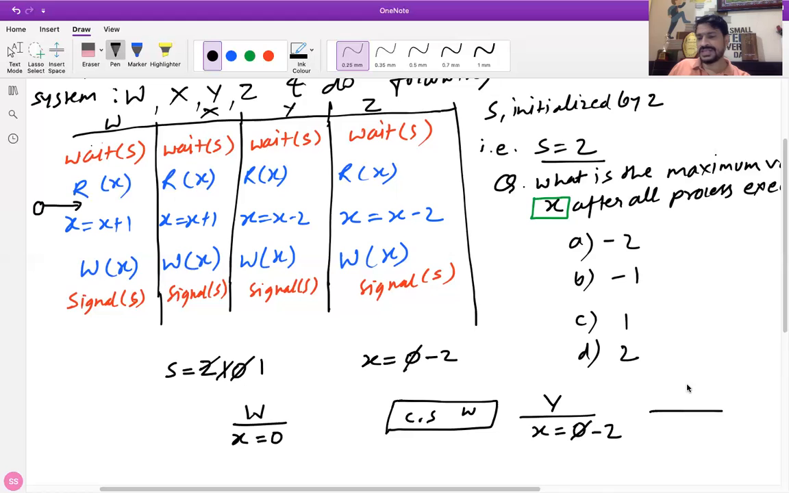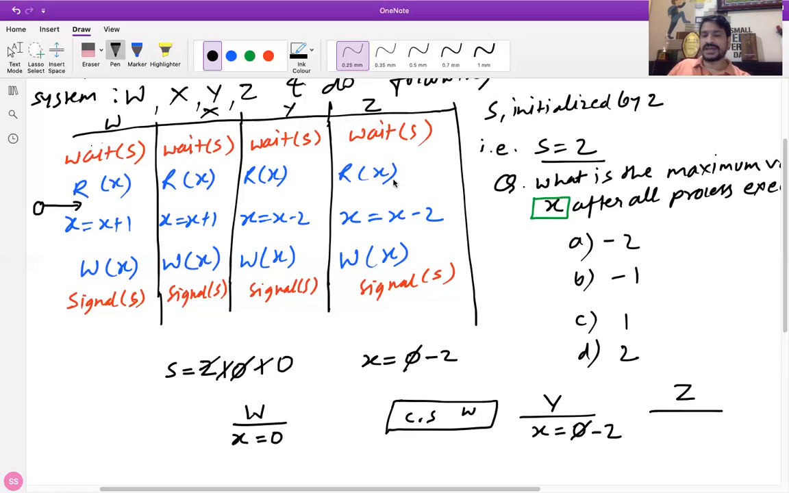Let's assume that Z is interested. Now once Z goes, there is a wait S. Can we allow Z to go to the critical section? Yes, we can allow, because the S value is greater than 0. S value is right now 1. So we'll decrement the value of S by 1, that is the S value will become 0.